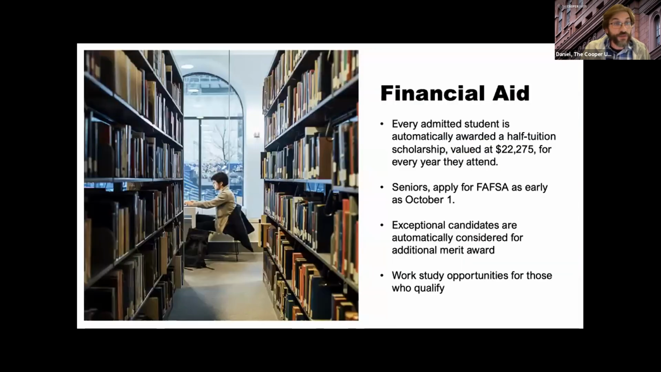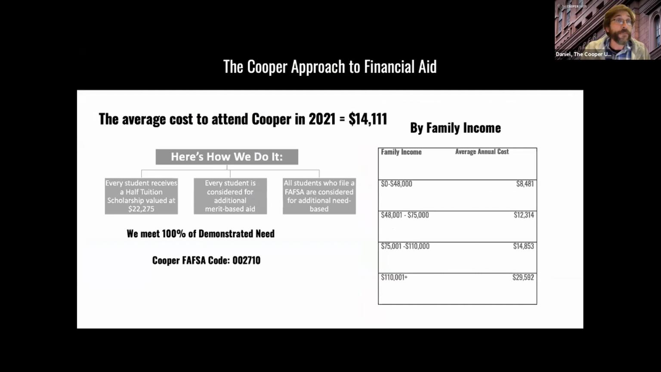Every admitted student is automatically awarded a half tuition scholarship valued at $22,275. That is for every year they attend. Seniors, if they need more money, should apply for their FAFSA as early as October 1st. And exceptional candidates are automatically considered for additional merit-based awards. And of course, if you need it and you qualify, we also have a great work-study program.